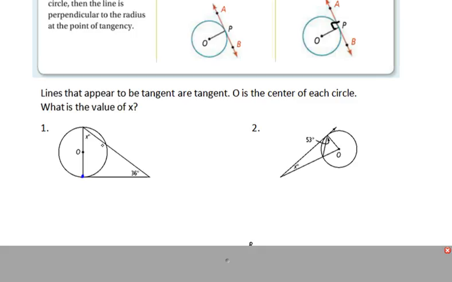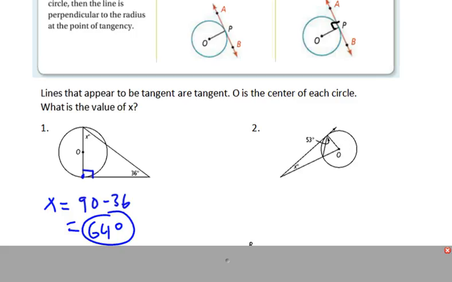This line right here is not a tangent because it crosses the circle at 2 points. If it only touches at one point, it is a point of tangency, which makes a right angle because it's perpendicular to that radius. And so if that's 90 degrees and this is 36 degrees, then x would have to be essentially 90 minus 36, because the total is 180 and this is already 90. So x is equal to 54 degrees on that one.